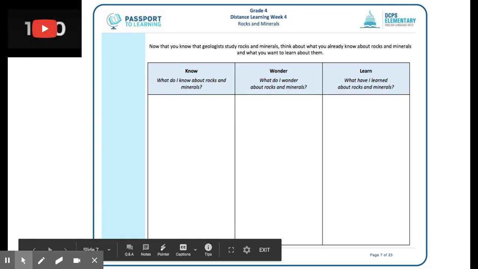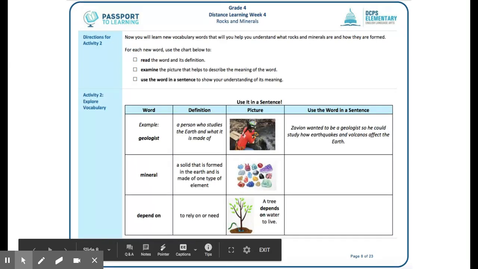All right. So now that we have some ideas of what we already know about rocks and minerals and some questions, let's move on. Again, yesterday you should have introduced yourself to the unit by exploring some of the vocabulary words. Let's quickly review those. Our first vocab word is geologist. A geologist is someone who studies the earth and what it's made of, as seen in this picture here.